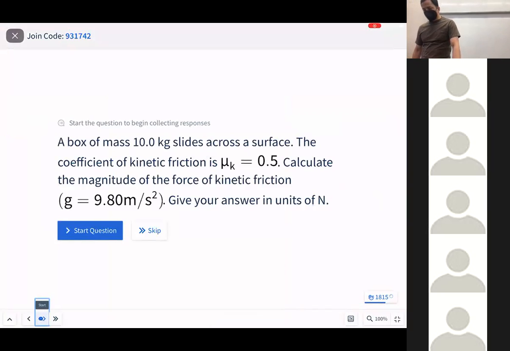All right, so here's the question. You are told that there is a box of mass 10 kilograms. It's sliding across the surface. The coefficient of kinetic friction is 0.5. Calculate the magnitude of the force of kinetic friction. Give your answer in units of newtons. Any questions about the question? So the hint here is first calculate what the normal force should be, and then you can use that in the formula for the force of kinetic friction.